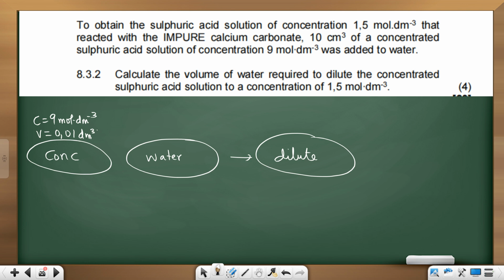Now the question says calculate the volume of water required to dilute the concentrated sulfuric acid. I'll be dealing more with this when I do acid and base. I'll come back to this question, but we're going to answer it now. Our concentration here is what? 1.5 moles per dm³. Here is the dynamics of that. Please, I want you to listen. Am I not missing something?